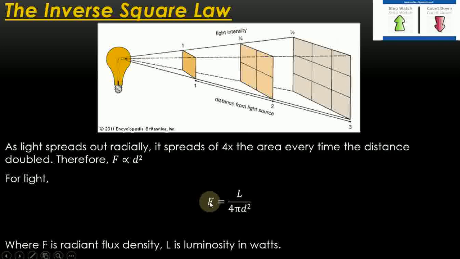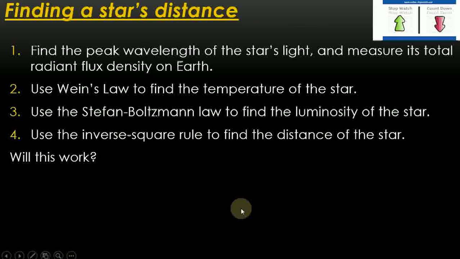So that will give us the radiant flux density in watts per meter squared, and you should be able to see, do a bit of dimensional analysis, that this will give you watts per meter squared. Hooray, physics works. So can we now find a star's distance?